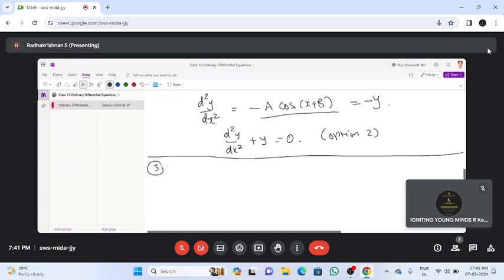So far, so good. Easy problems, right? Okay. Go to problem number 3. Here also, you are supposed to find out the order and degree of the differential equation.